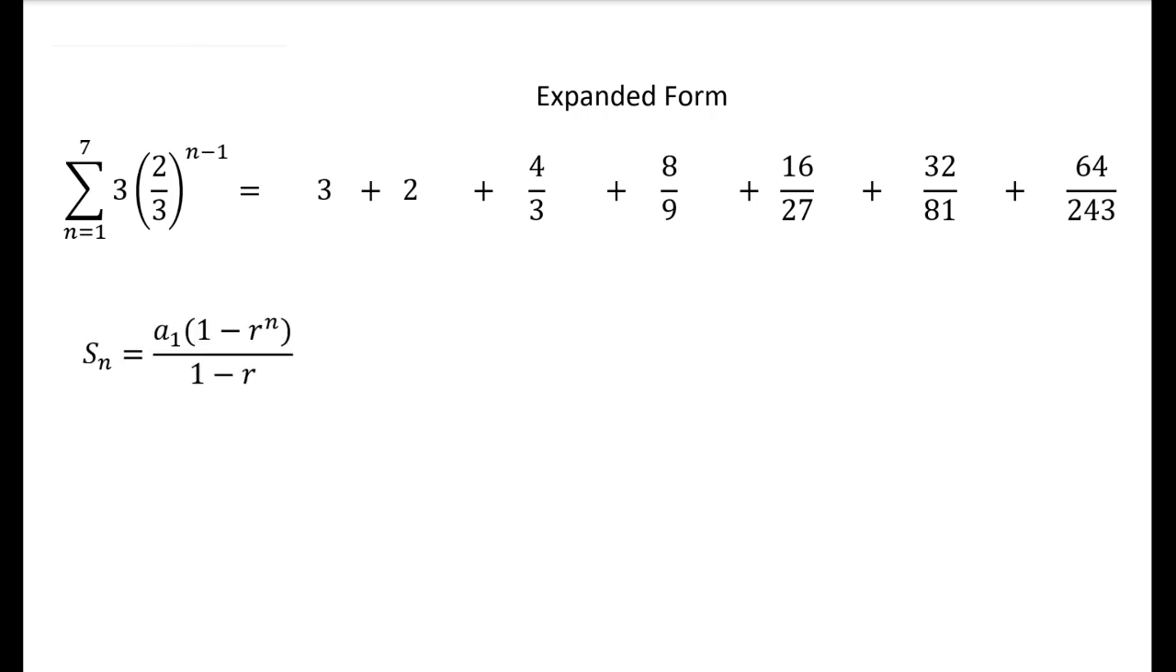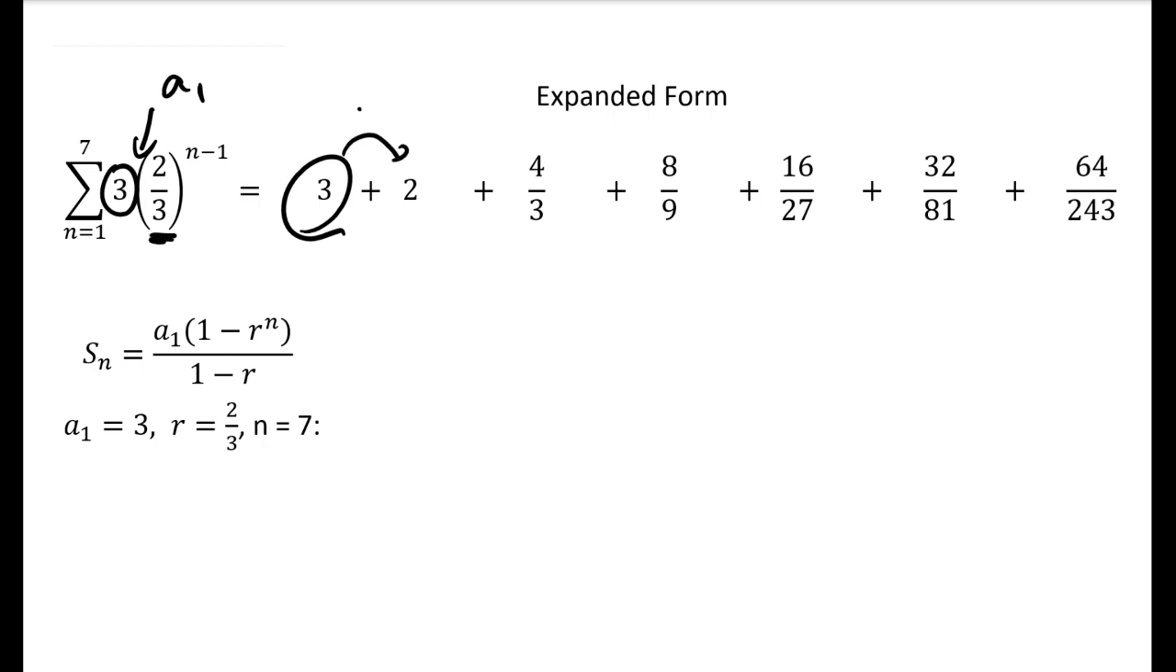Recall that we mentioned this earlier. So what is A1 in this example? Well, A1 is 3, because remember that that's the first term. The first term is A1. And the R is 2/3 because we're multiplying by 2/3 to get to the next number. That's what we did earlier. We multiplied by 2/3. And that's your R. All right, so we got A1, we got R. What's N? N is 7. That's the last term that you're interested in.